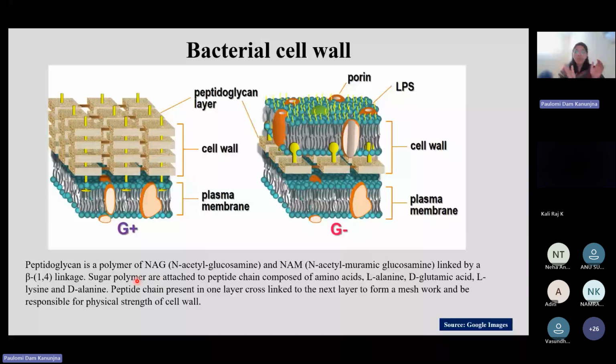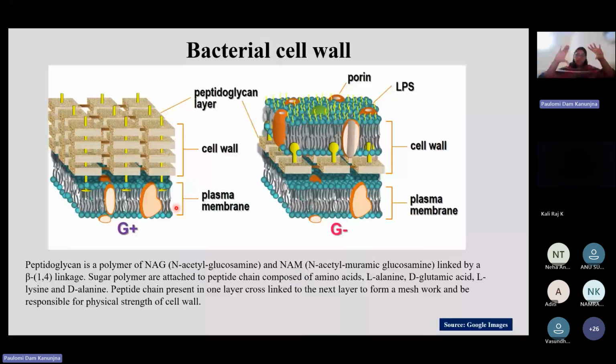So peptidoglycan. So peptide chain, which is composed of the amino acids alanine, glutamic acid, lysine. These are all different amino acids that make up a peptide, if you remember. And then on that, you have the sugar molecules, NAM and NAGs. Okay, and these are cross-linked with each other, so they form a very thick layer.